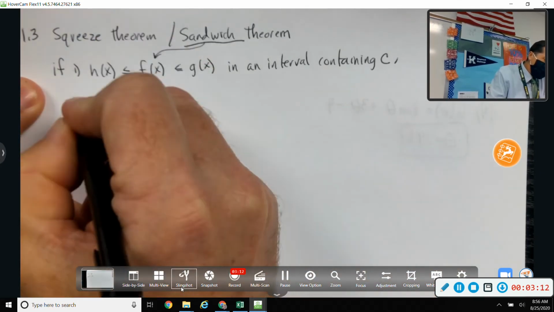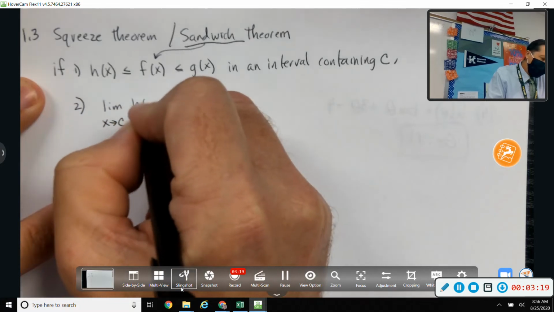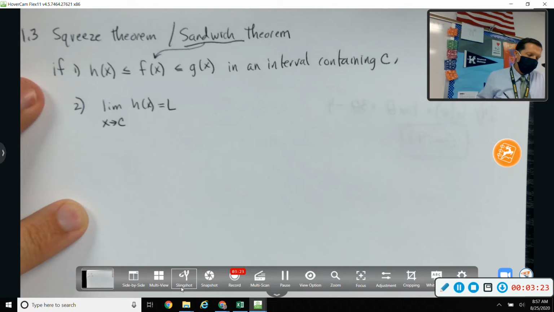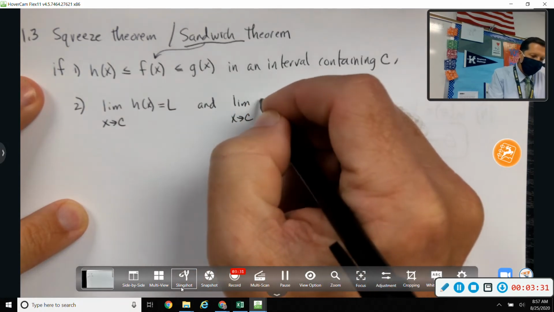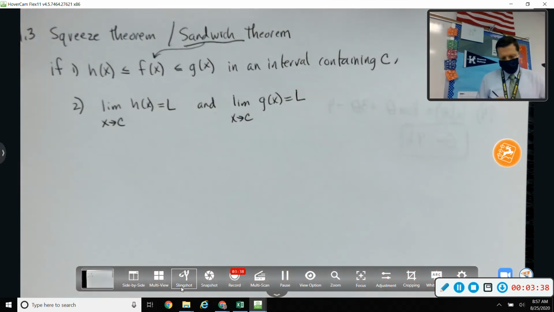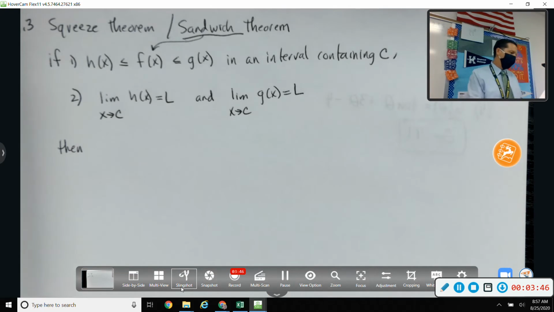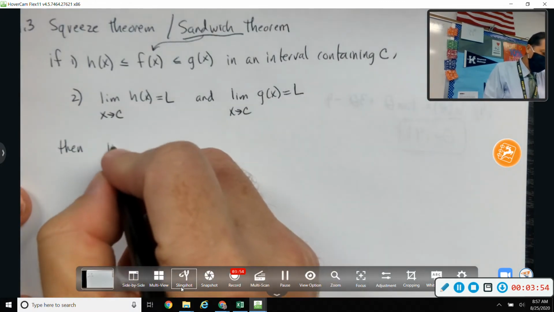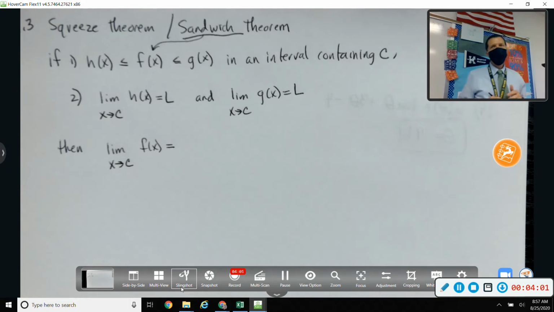So there's one part of the if. The second part of the if, the limit as x approaches c of h of x equals L and the limit as x approaches c of g of x equals L, then we are about to get squeezed in. Then you might guess the conclusion. The limit as x approaches c of f of x equals.